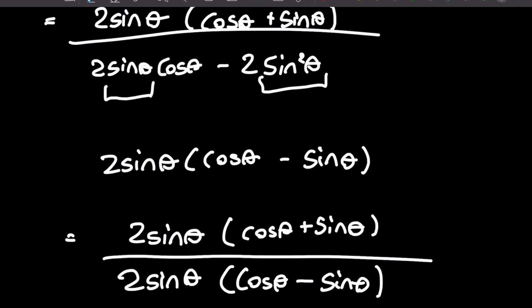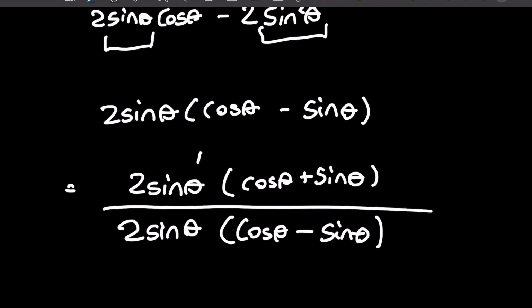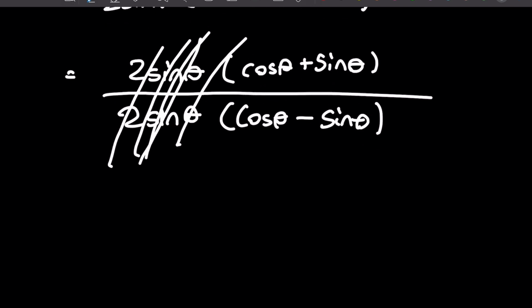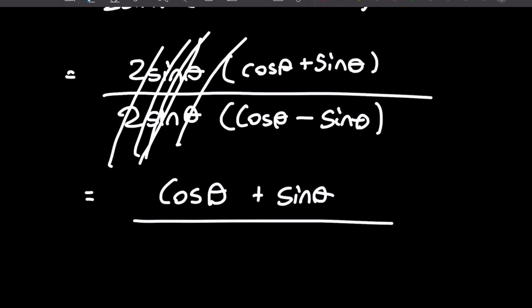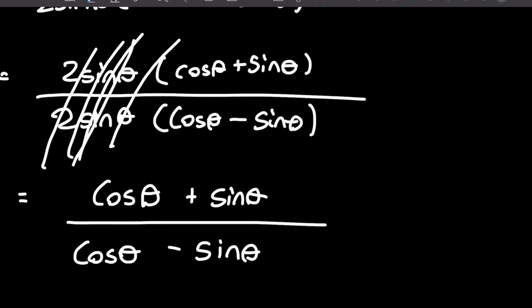Well, we can just cancel these things out. These two are the same, cancel out, and that's just 1. So now we'll be left with cos theta plus sine theta over cos theta minus sine theta. And what do we want to do here? Well, we want to, I guess you could call it, rationalize the denominator.